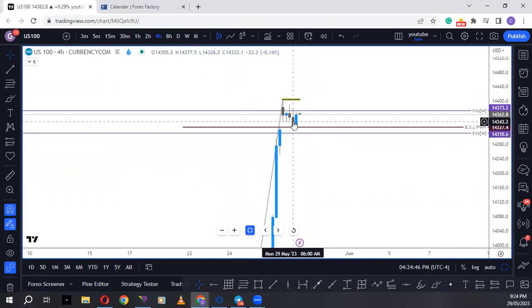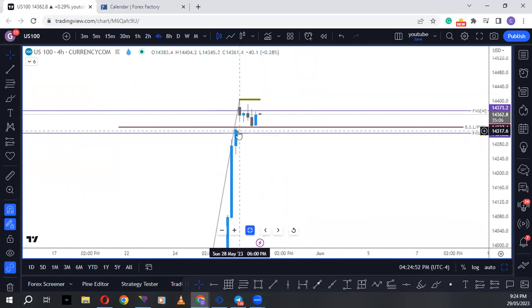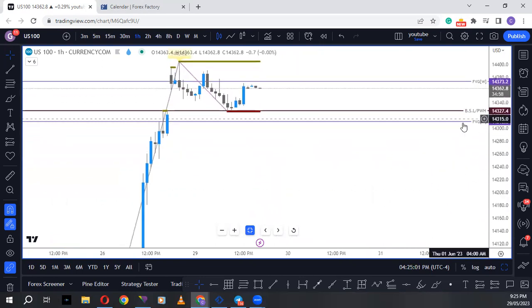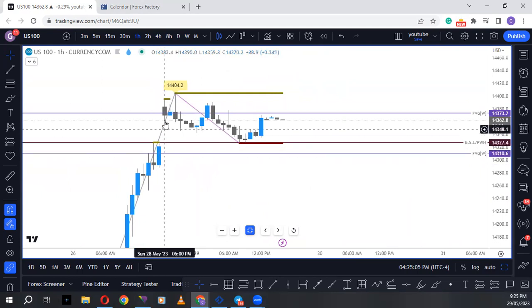Sir, sorry to ask, why is the gap there? Is it because of the weekend? Yes, it's a weekend gap. It's what you will call a new week opening gap. If it's ICT, he'll call it new week opening gap.